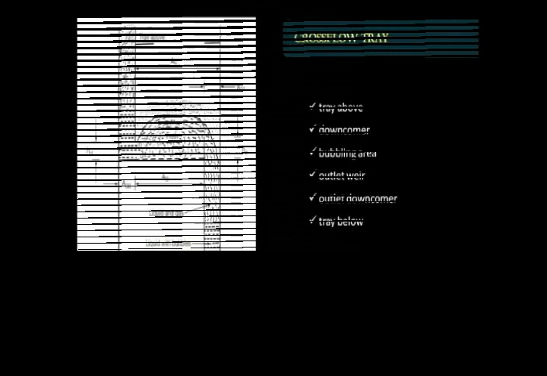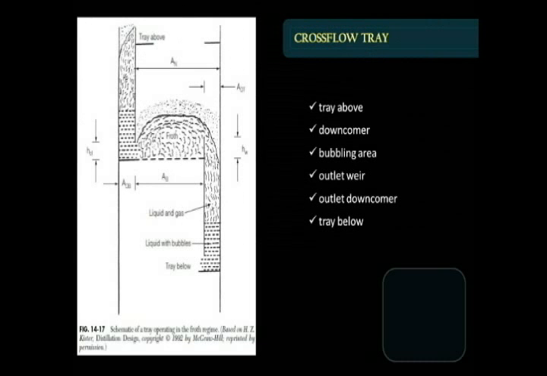A cross-flow tray, as illustrated in Figure 14-17 of Perry's Chemical Engineering Handbook, 8th edition, consists of the bubbling area and the downcomer. The mechanism inside the cross-flow tray is: 1. The liquid descending the downcomer from the tray above enters the bubbling area. 2. In the bubbling area, the liquid contacts the gas ascending through the perforations, forming froth, emulsion, or spray.